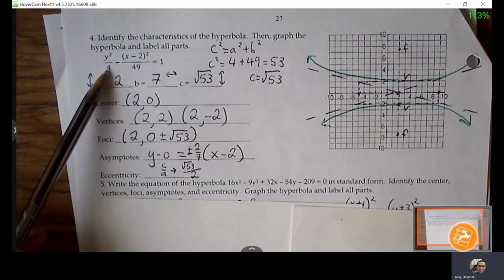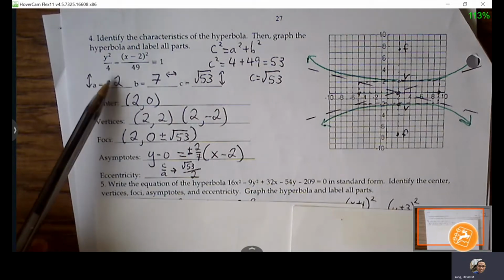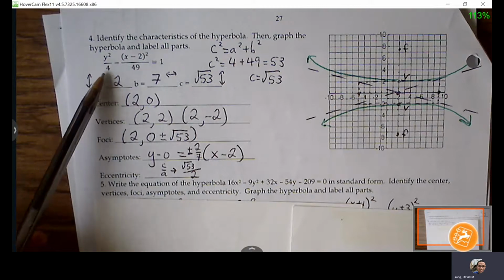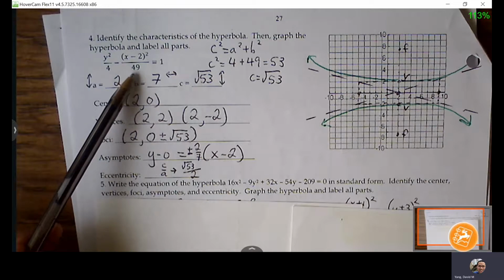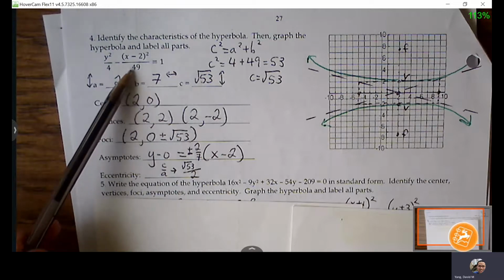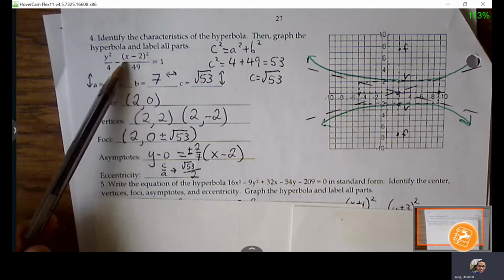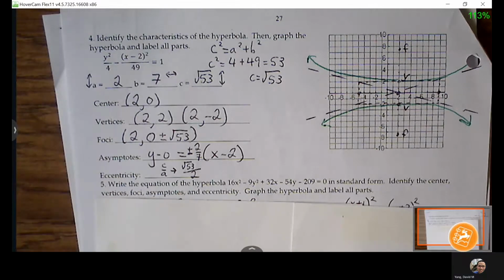Notice the 4 is under the Y. 4 is associated with the 2. So you know you're going to go up and down 2 units. And also you know that it's going to be a vertical orientation. Your 49 is related to the 7, is below the X, so you're going to go left and right. And then your C value will always go in the same direction as your A value.